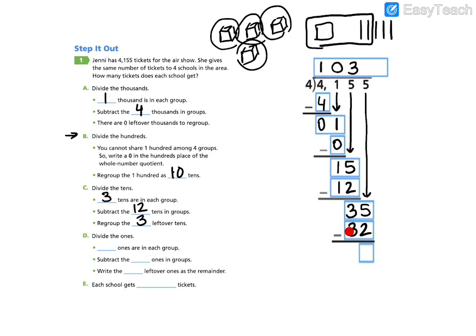If I have 32 ones to regroup divided into those 4 groups, how many ones will be in each group? There will be 8 ones in each group. We use 32, so we're going to subtract the 32 ones from the 35 ones. And we know we will still have 3 ones remaining. So we need to make sure we write our remainder 3.